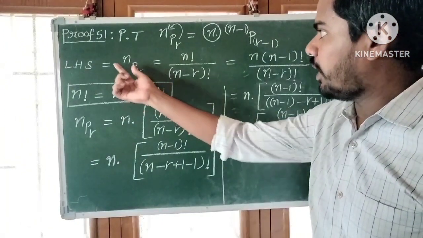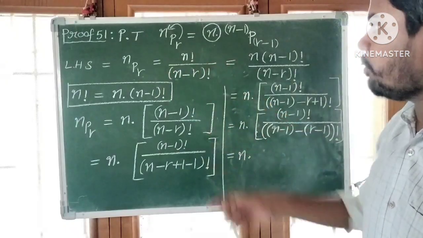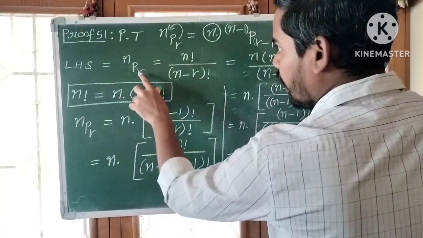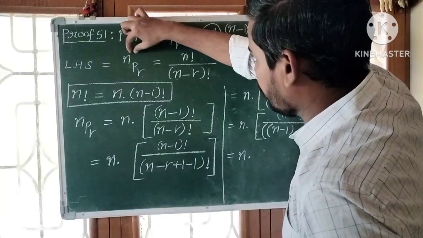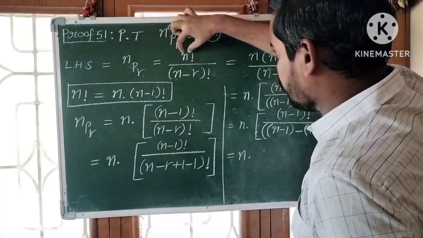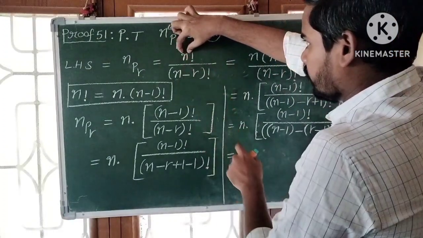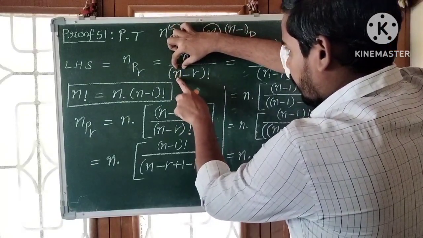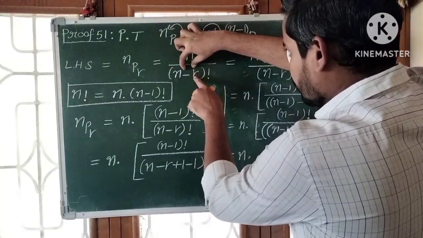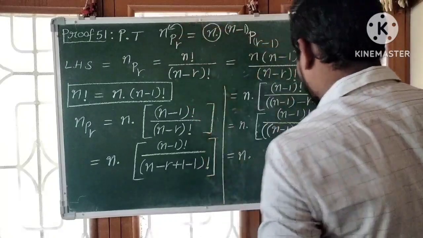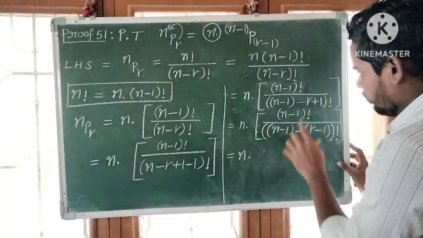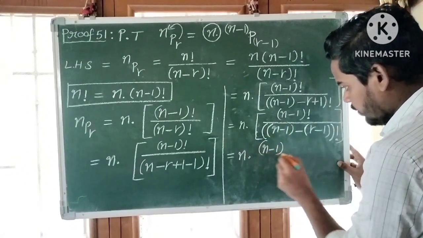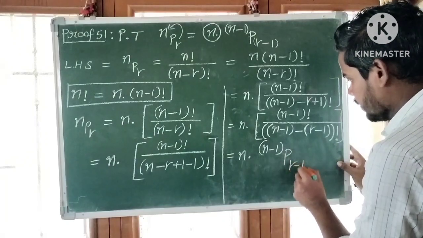Now see this formula. nPr is equal to what? n factorial by n minus r factorial. Now replace n by n minus 1, r by r minus 1. Then it becomes n minus 1 p r minus 1 is equal to n minus 1 factorial by n minus 1 minus of r minus 1 whole factorial. So this is the formula of n minus 1 p r minus 1.